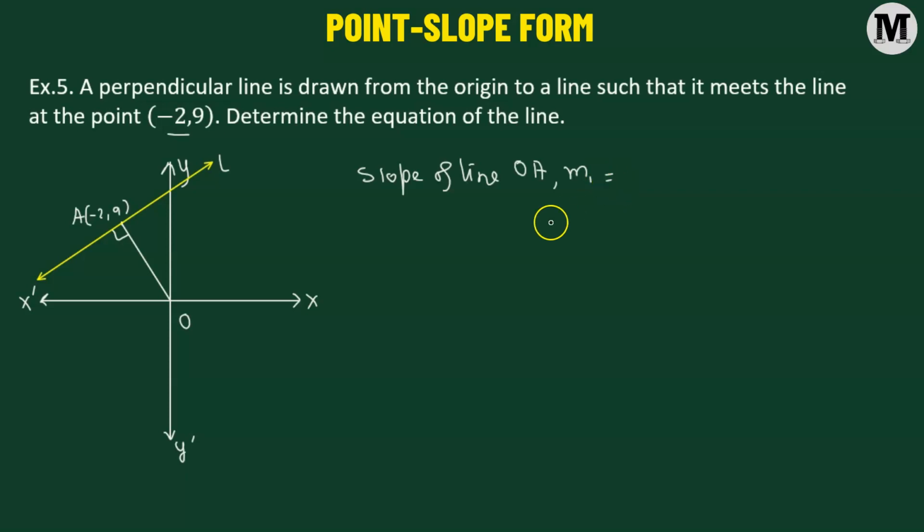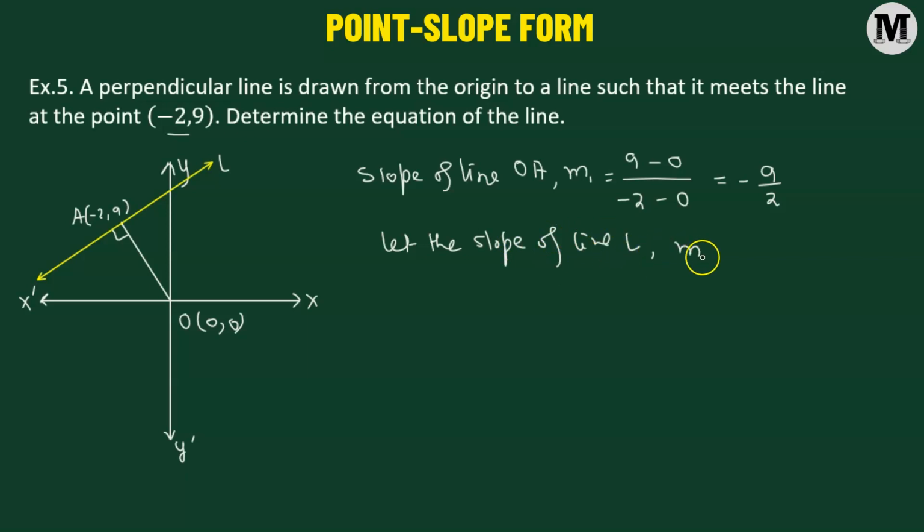Now, to find the slope of OA, what we need is the coordinates of point A and the coordinates of O. O is the origin, so its coordinates are going to be (0, 0). So let's find the slope of line OA. We take the difference of the y coordinates in the numerator and divide it by the difference of the x coordinates in the denominator. We have 9 minus 0 divided by -2 minus 0, which gives us the slope of -9/2. Let the slope of our line L be M2. So this is the slope of the line L.